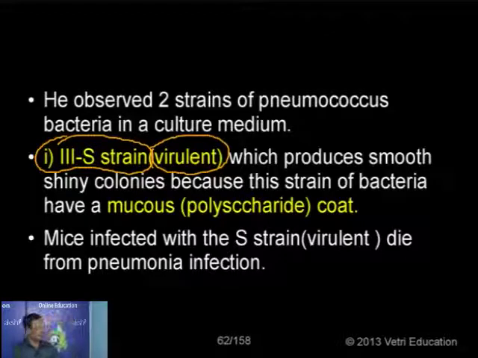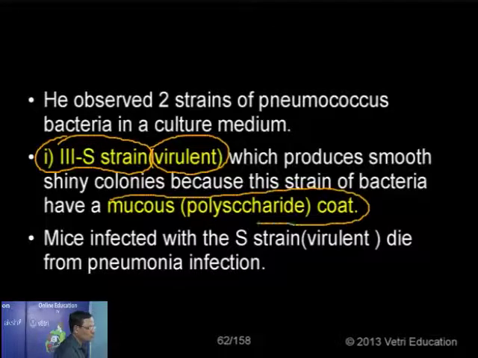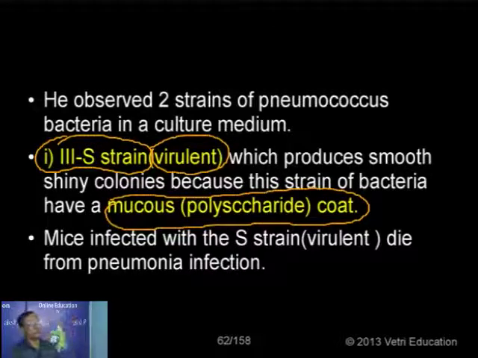One is called the S strain, and it is virulent. First of all, I would like to say why it is called the S strain. It is called S strain because it produces shiny smooth colonies. A number of bacteria are produced, and all these bacteria have an outer coat. When all of these aggregate together, that gives a smooth colony. They have a smooth polysaccharide mucus coat. The mucus coat is formed of a polysaccharide. That is why they are called the smooth strain.